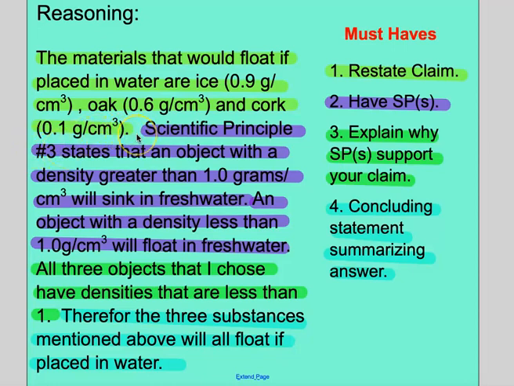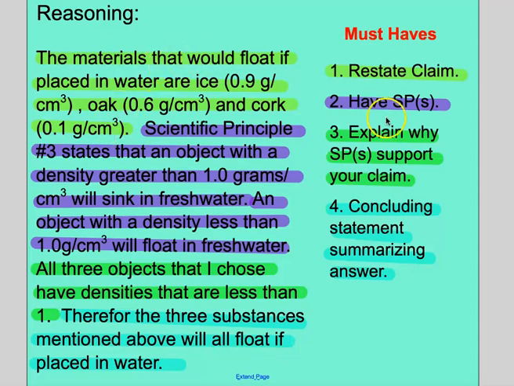Now I wanted to include my evidence, so I thought this was a really nice spot to put in my densities. So I didn't just say ice, oak, and cork. I said the materials that would float if placed in water are ice, 0.9 grams per cubic centimeter, oak, 0.6 grams per cubic centimeter, and cork, 0.1 gram per cubic centimeter. So that's my claim.